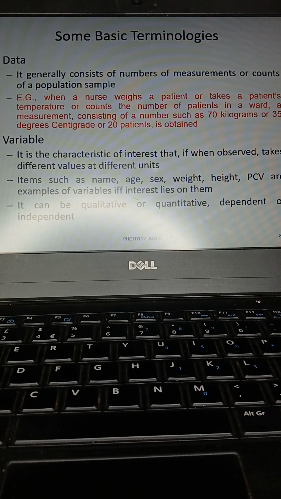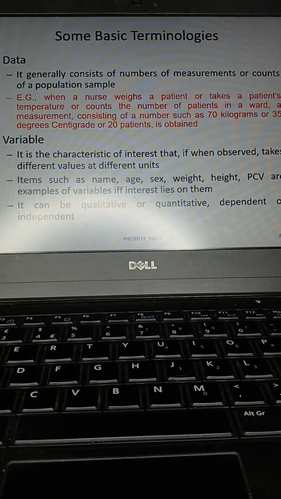Look at a situation whereby a nurse is trying to weigh a patient, or takes a patient's temperature, or counts the number of patients in a ward. You can see that that measurement consists of a number. When it talks about weight, that means maybe like 70 kilograms. The patient weighs 70 kilograms, or maybe the patient's temperature is 35 degrees centigrade, or there are 20 patients in the ward. You can see that data consists of numbers, of measurements, or counts of a population sample.